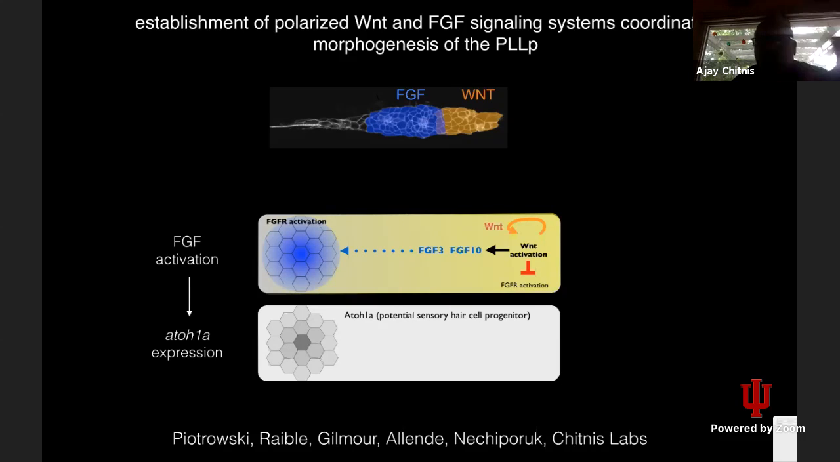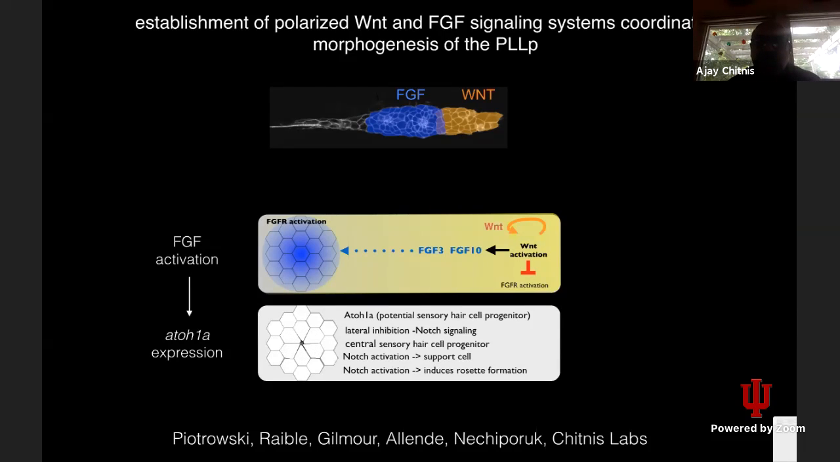I'm not going through the details because it'll take me too long, but essentially the pattern of FGF signaling initiates a pattern of this 801 expression, which helps cells get specified as sensory hair cell progenitors. Notch signaling helps to restrict that to a central cell. That cell becomes a source of delta, which activates neighboring cells, which helps to make those cells support cells, but it also does something very interesting. It changes their cell behavior and makes them form an epithelial rosette by making them interact with each other in a strong way.